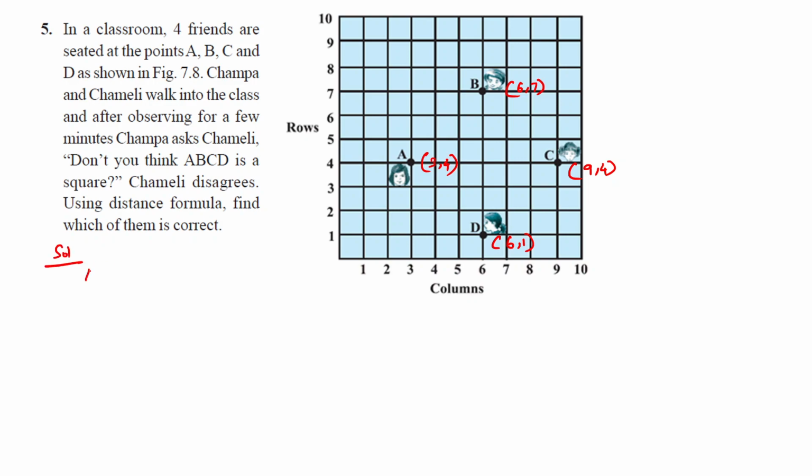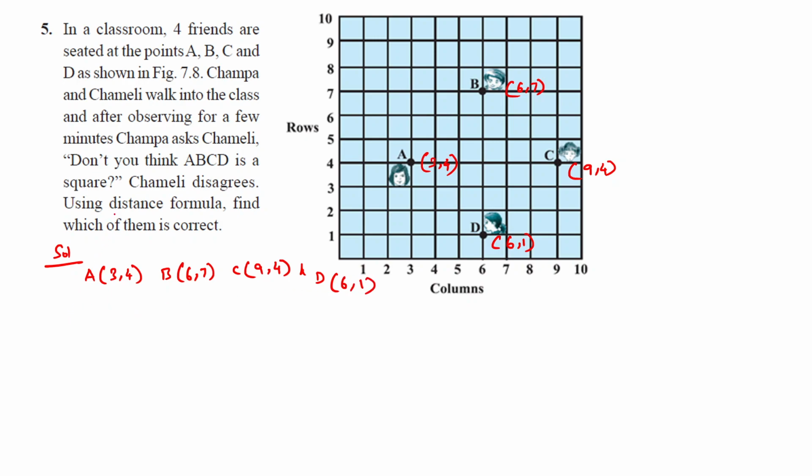So we observed the four friends are sitting at the points A, B, C, and D with the coordinates: A is 3 comma 4, point B is 6 comma 7, point C is 9 comma 4, and finally point D is 6 comma 1.